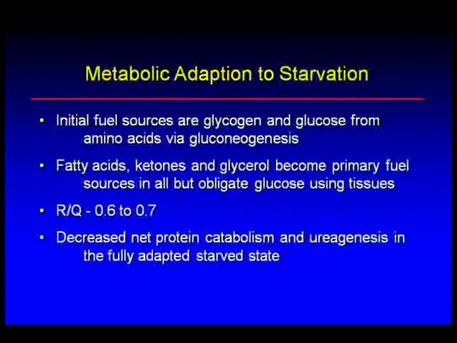The thing that I really want to emphasize here today is the concept of starvation versus stress hypermetabolism. It's this latter problem that many of our ICU patients have.